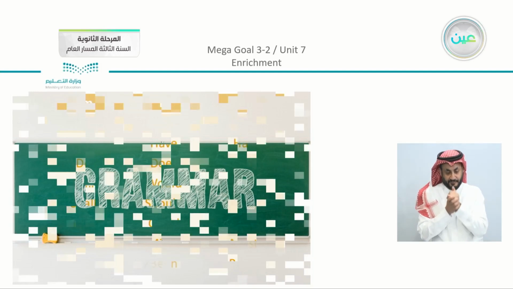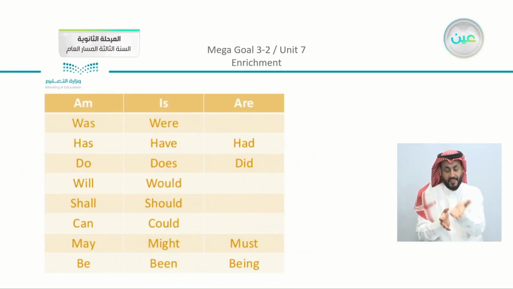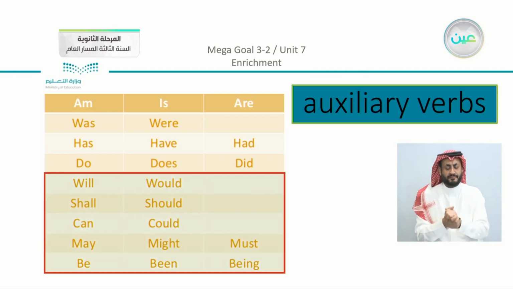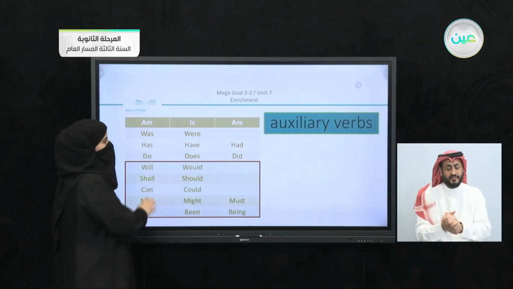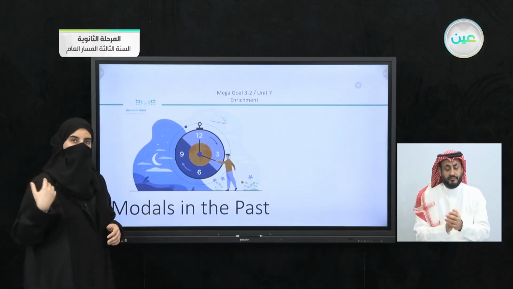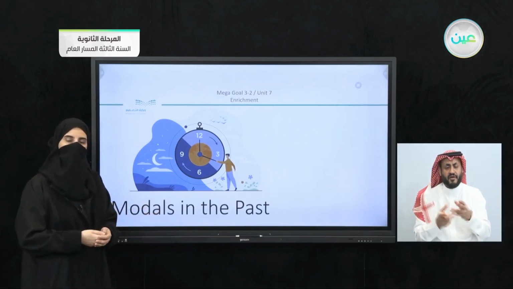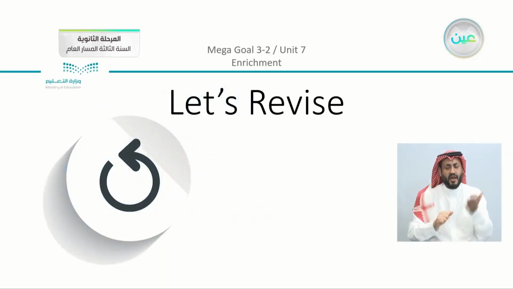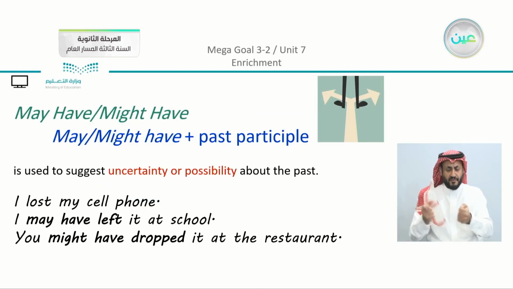So we are going to move with our lesson here. If you remember this box here, now here this box is the combination of auxiliary verbs, but we are going to just focus on the group that we have here in the red box. So why? Because these verbs are what we call modals. So we are going to go back to our lesson, which we have studied before, which is about modals in the past. Now we're going to revise it together, so be ready.